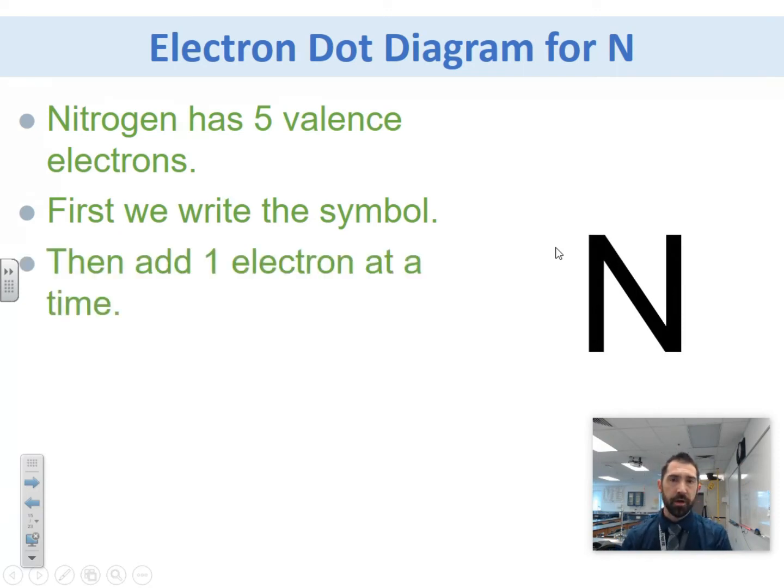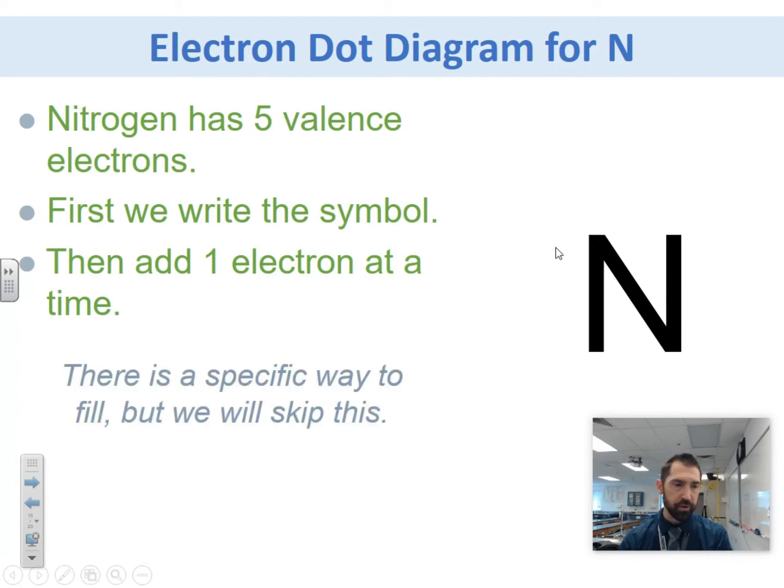Next, we want to add electrons, but we do it one at a time. It doesn't matter where you start. So I usually start on top. And I should mention, there is a specific way you are supposed to fill in for dot notation. We are not worried about that this year. If you're really interested in the proper way, I can teach you sometime. But it's really kind of beyond the scope of this class.